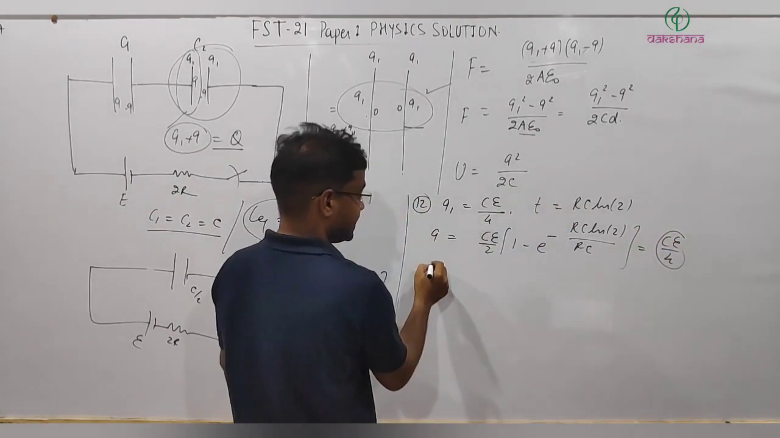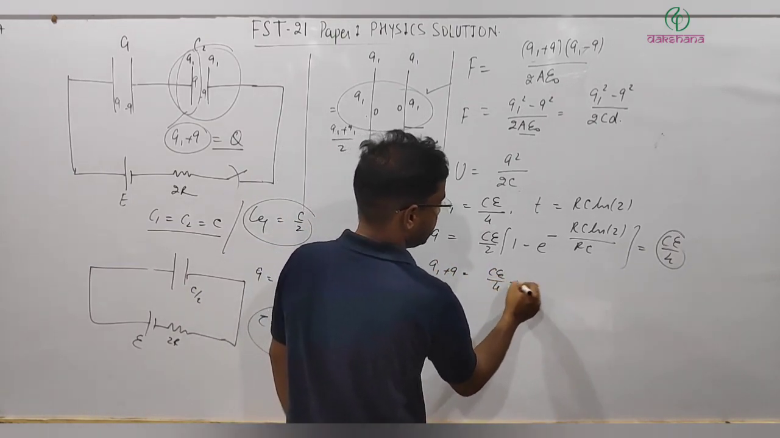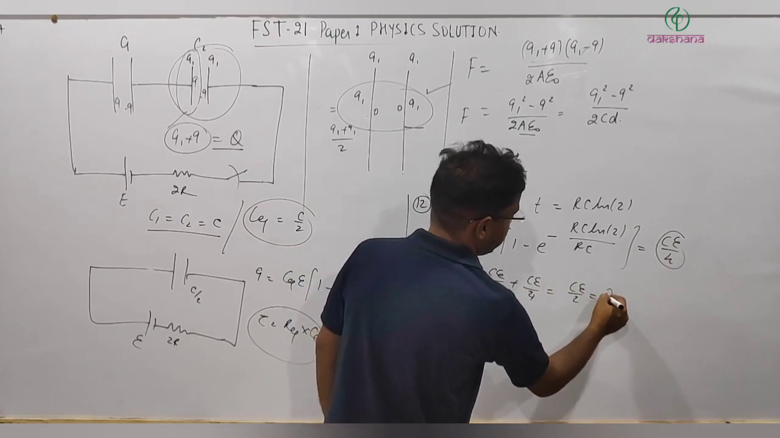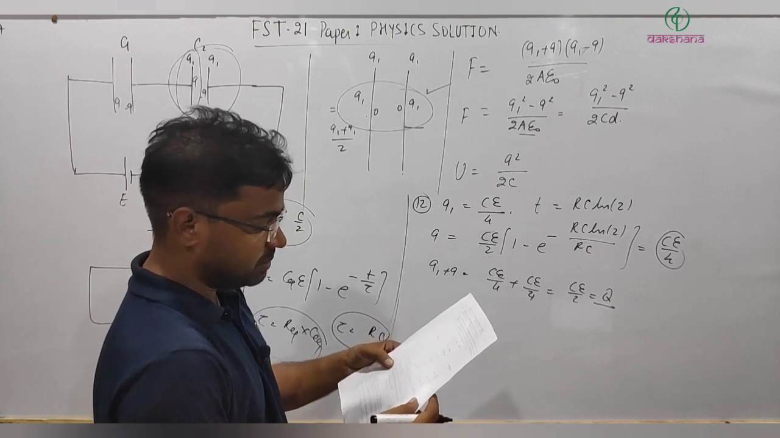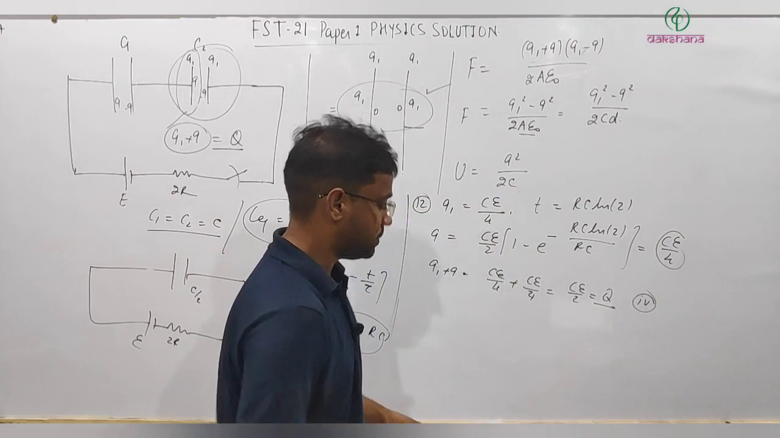So total charge Q1 plus Q is coming out to be CE by 4 plus CE by 4, that is equal to CE by 2. This is capital Q. That will be matching with the 12th. So charge will be matching with 4th. It's matching with 4th, means column 2, it's 4th option.